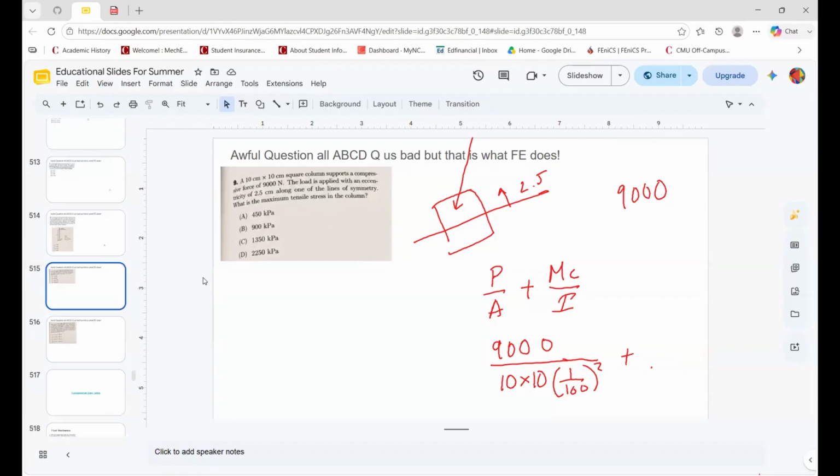Anyways, compressive force 9,000, multiplied by 2.5 divided by 100. That's equal to the moment. So 900 newtons multiplied by 2.5 divided by 100. Oh, wait. The load is applied at the eccentricity. Yes, and then YC is basically going to be the top. You'll see what I mean. Divided by 100, and it's going to be multiplied by 5, I believe. Divided by 100. Okay, that's C.